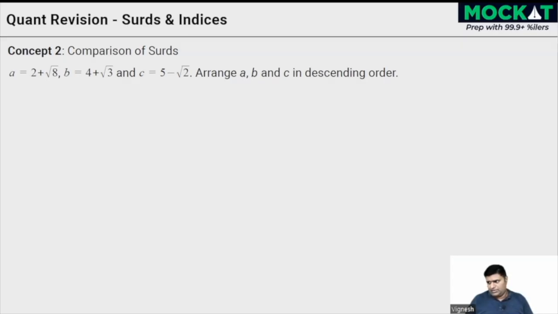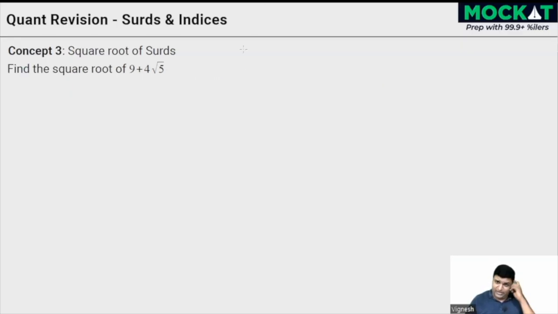Okay, on to the next concept over here. It's a very brief one. Square root of surds doesn't turn up too often. But how do you do it? So 9 plus 4 root 5. Keep a 2 outside. Take the 2 inside, and you get 2 into 5, 10. Sorry, 4 into 5, right?